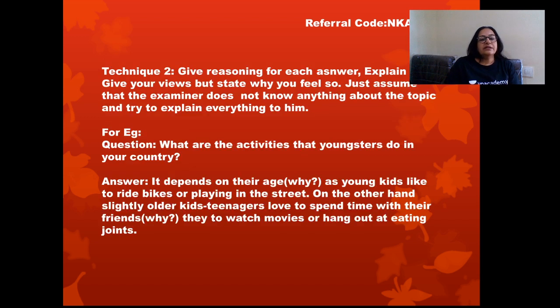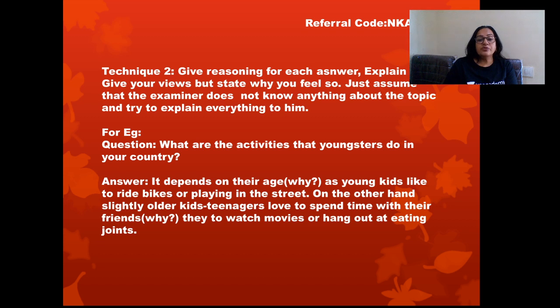Right? So now we come to the second technique. The second technique is to give reasoning for each of your answers. That is, you have to explain why. Whatever you say, you have to give reasons for it, because you cannot answer in one sentence. If a person asks you some question, you just give your answer in one word or one sentence. Give reasons for it, why you think so, and that will extend your answer and give a logical answer to the examiner.